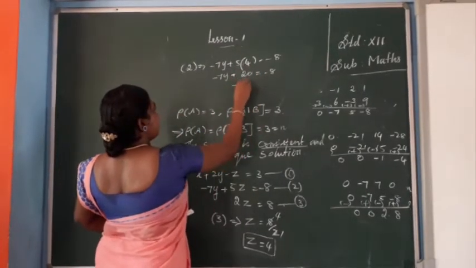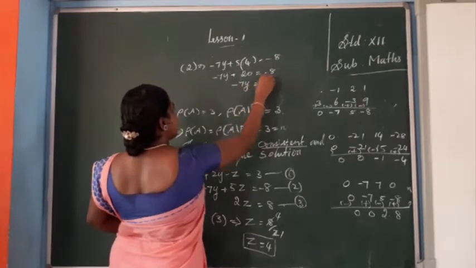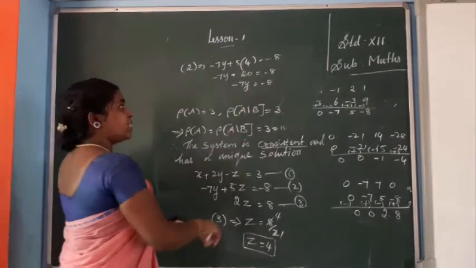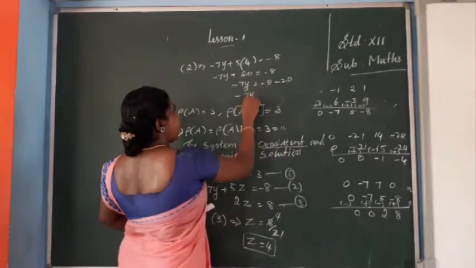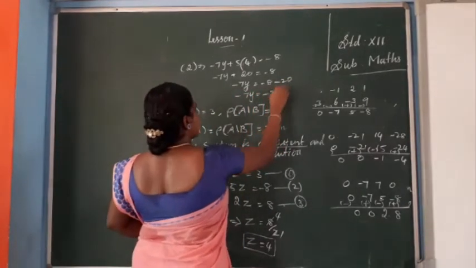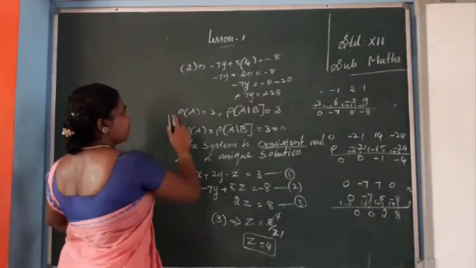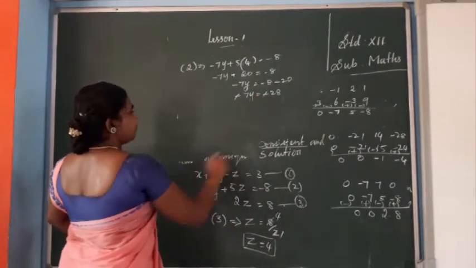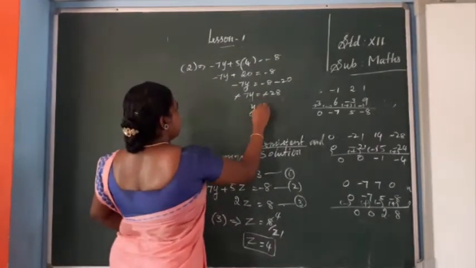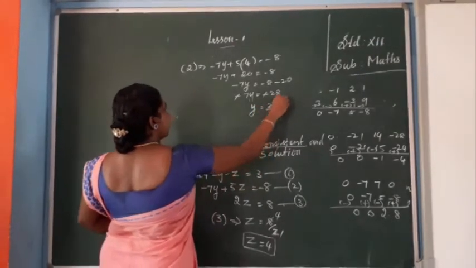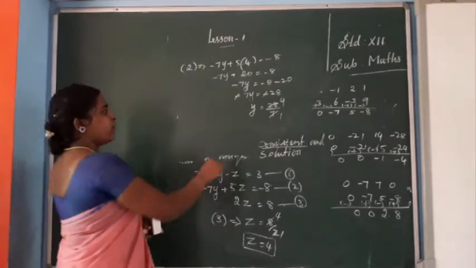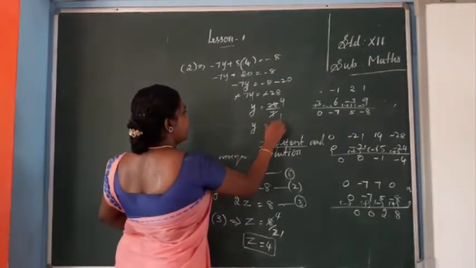So minus 7y plus 20 equal to minus 8. So you take 20 to the right hand side, it becomes negative. So minus 20. So minus 7y equal to minus 28. So minus minus cancel, okay, remaining. So y equal to 28 by 7. Okay, simplify. 1 seven is 7, 4 sevens are 28. So y equal to 4.